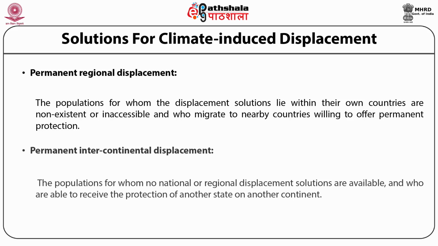Number 5, permanent intercontinental displacement. The populations for whom no national or regional displacement solutions are available and who are able to receive the protection of another state on another continent, such as a Maldivian who migrates to London. All of these 5 categories, however, have different policy and legal implications for the governments. The international agencies are tasked with assisting climate change forced migrants to find long-lasting solutions to their plight.